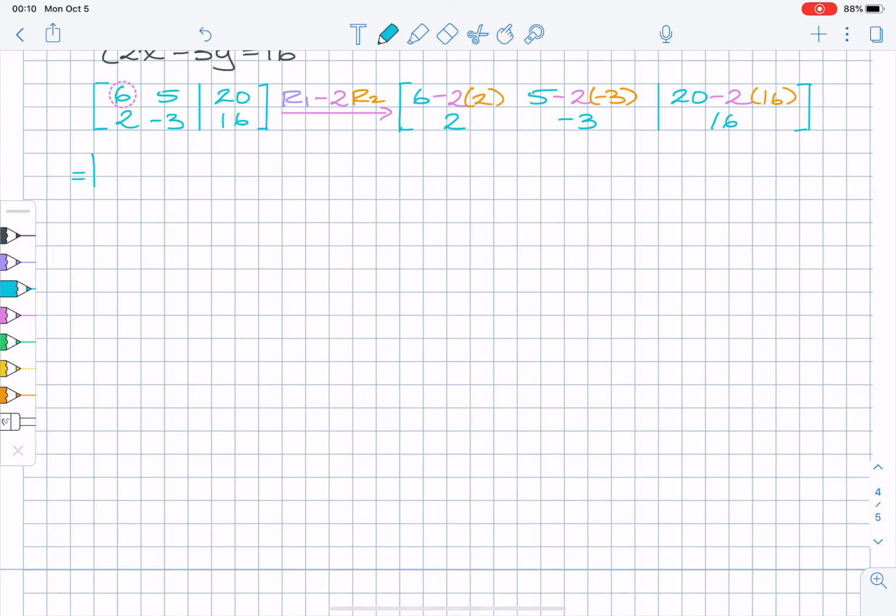Okay, so what does that give us? That gives us 2 and 2. 5 plus 6 is 11, and negative 3. Augment. 20 minus 32 is negative 12, and 16. Okay, so it doesn't look like, as it stands, I'm going to be able to get the 1 in that spot. But let's focus now.